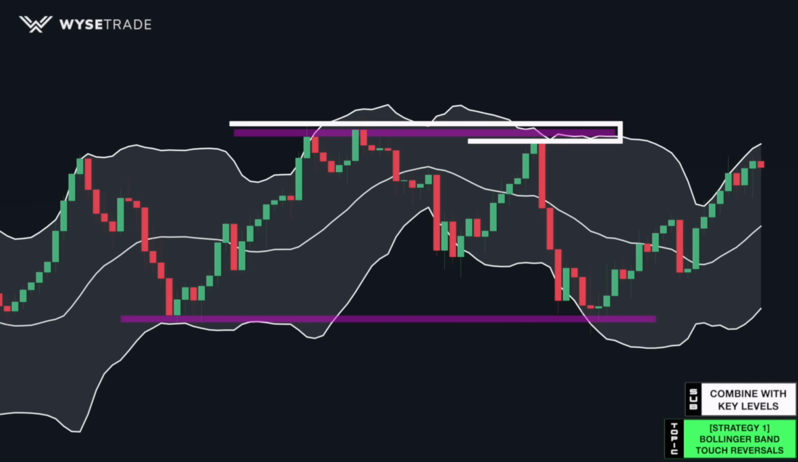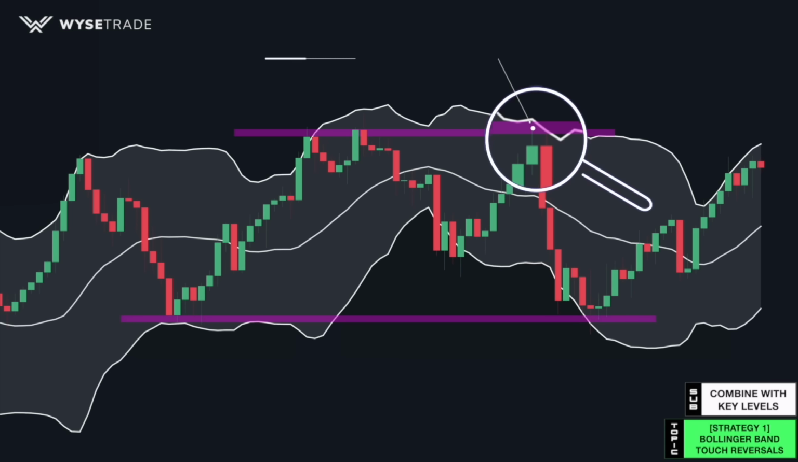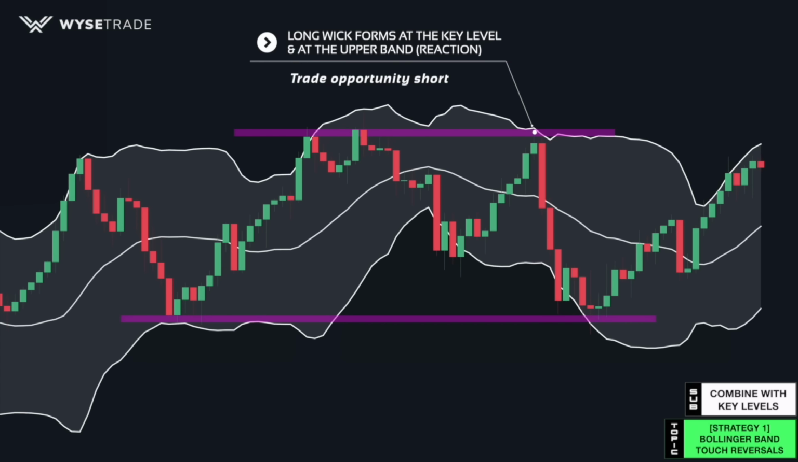You first identified your key level because of this reversal point here to the left. When price comes back up to the key level, notice how it also lines up with where the upper Bollinger Band is, making it an area of confluence. You then wait for candlestick price action to occur, which you had through this long wick candle that formed right at the key level and the upper band, which shows a reaction to the level.